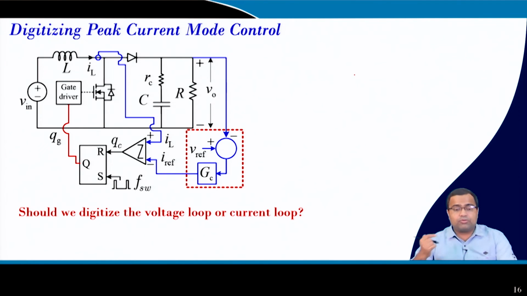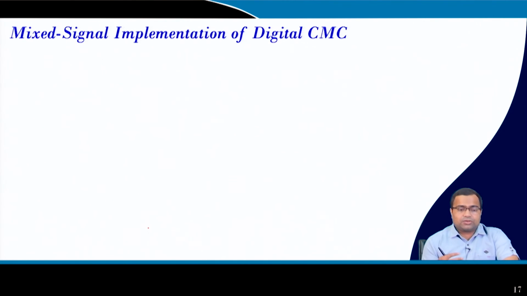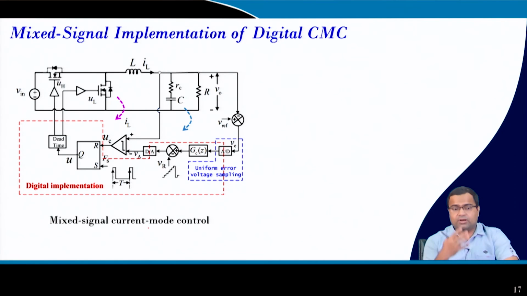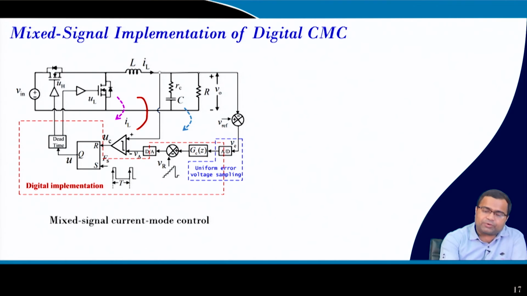So, the next question: how do you digitize the peak current mode control? Should you digitize the voltage loop, the current loop, or both loops? One solution is to go for mixed signal. Since our current loop is fast dynamics and we need to retain the ripple information, we should not digitize the current loop. So, let the current loop be in the analog domain, but the voltage loop in the digital domain.